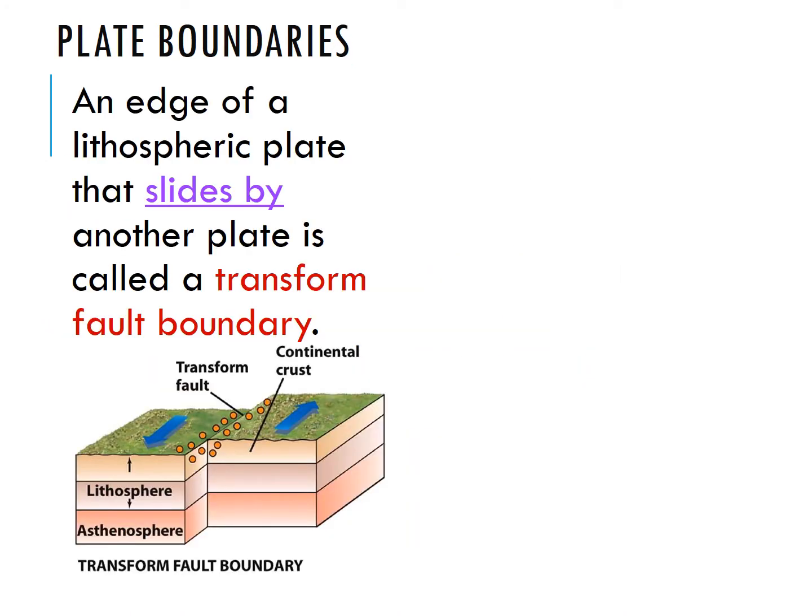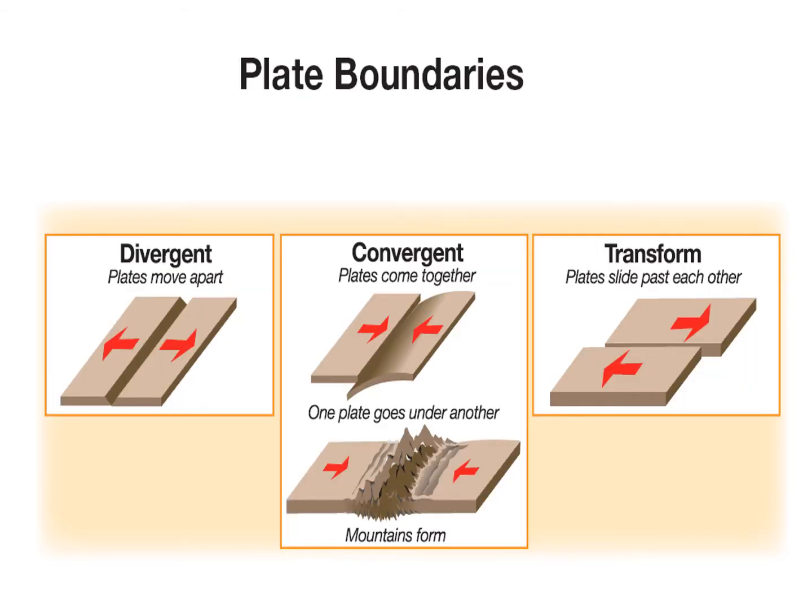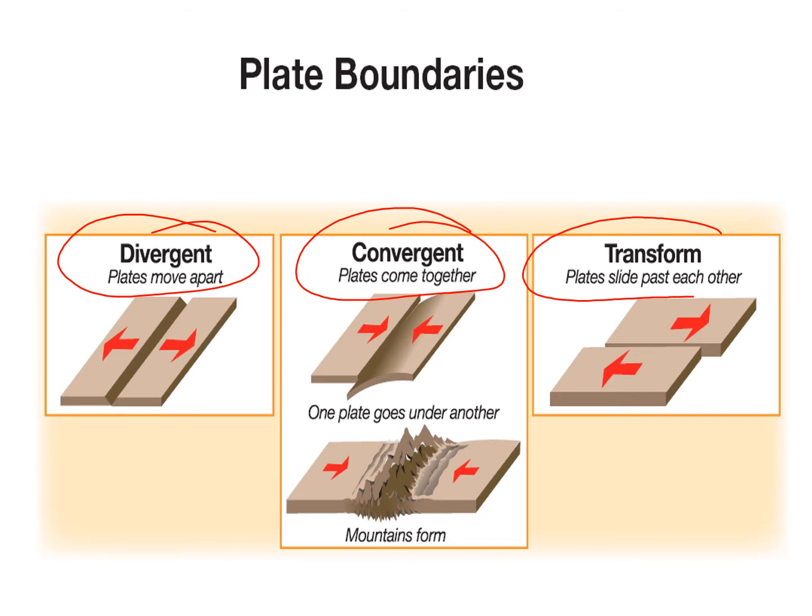We also have transform plate boundaries, which are where they slide past one another. Here you can see that they're sliding past one another. So these are our three types that we're going to be responsible for. Again, they're divergent, plates moving away, convergent, plates coming together, and transform, they're sliding past each other.